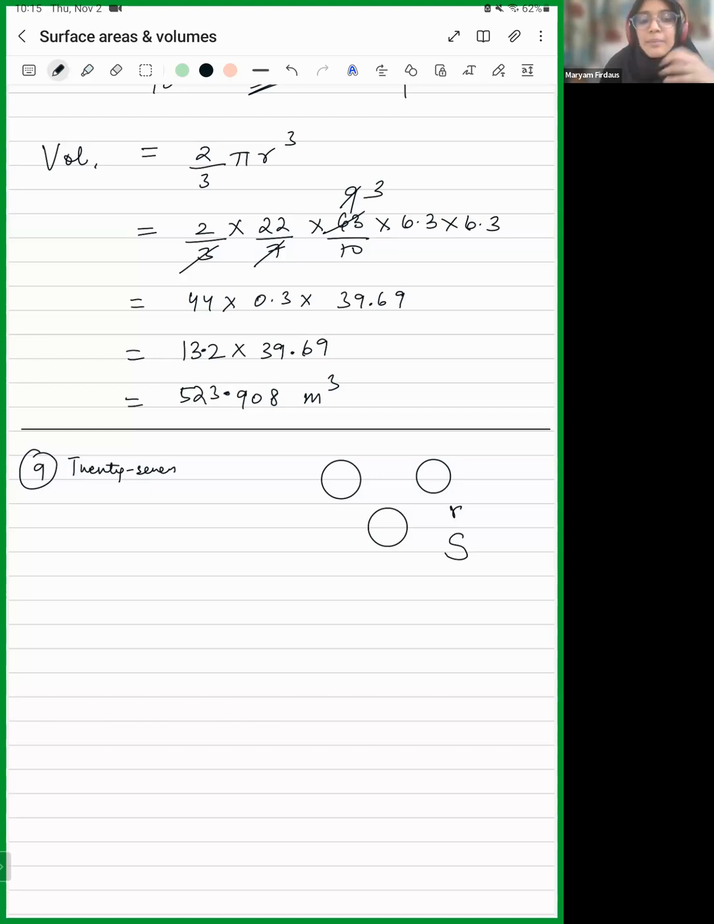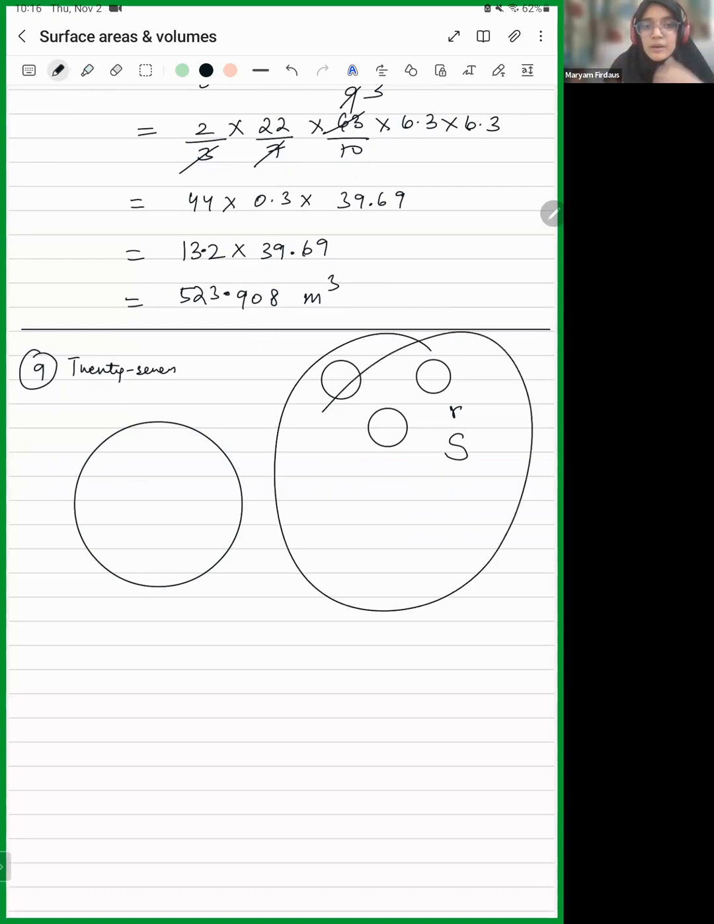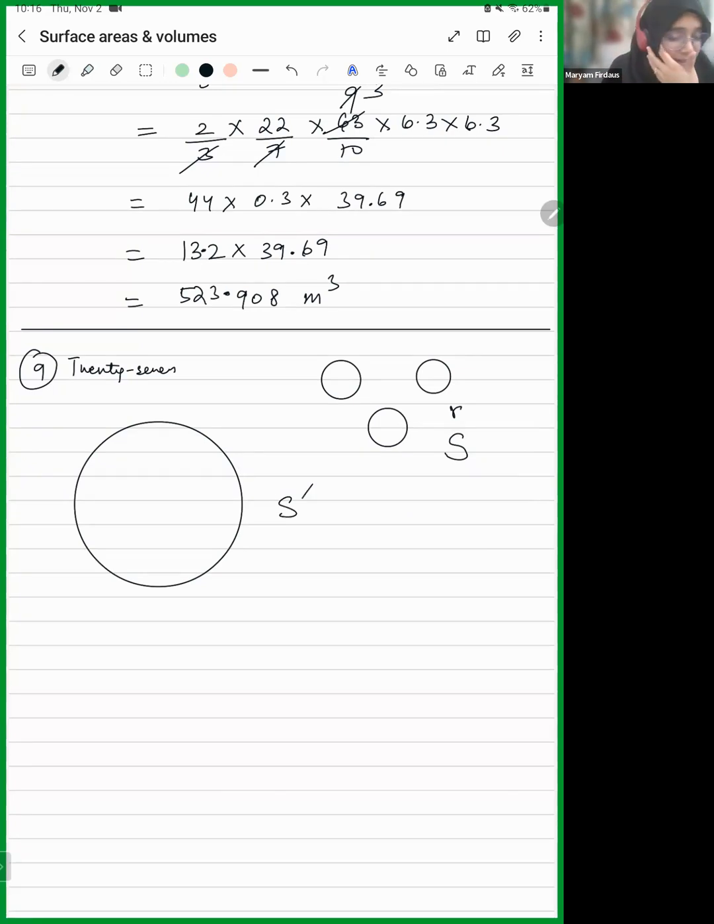Okay. All 27 of them are melted to form a bigger sphere, a larger sphere, which has surface area S dash. The larger sphere, how is it formed? It is formed after melting all of these 27 spheres and then making a new sphere. So this has surface area S dash. They are asking you to find the radius R dash of the new sphere. You have to find the radius R dash.